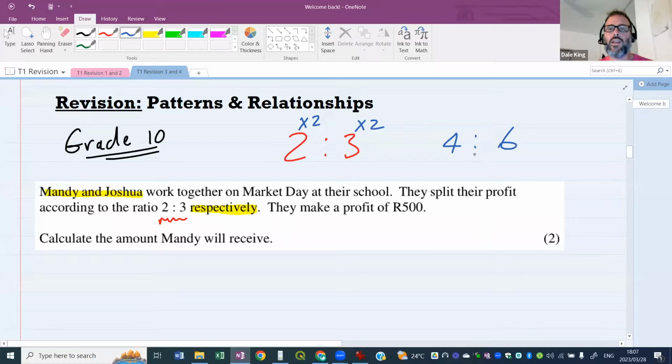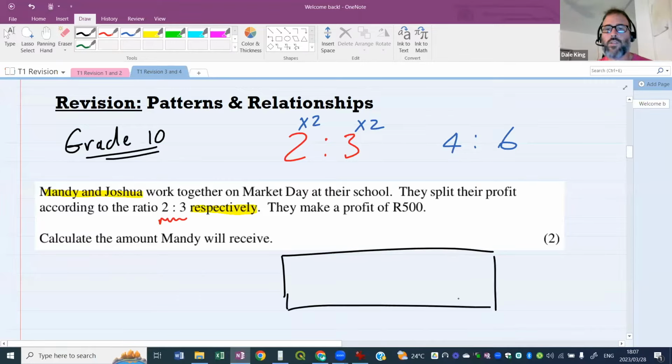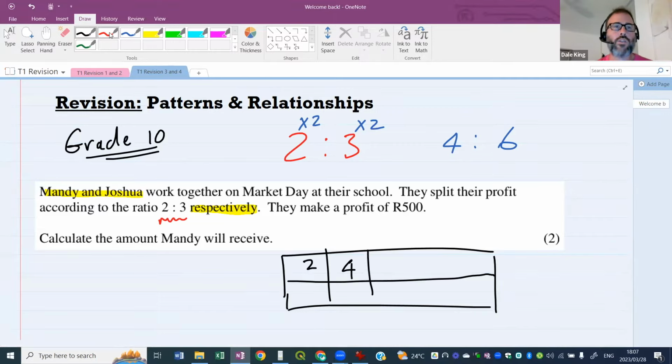Okay. Now, if we had this in a table, because it's easier to see the relationship when we have it in a table form. I'm just going to write the numbers. I'm not going to put any names or headings here. So we have 2, and then we have 4. Just starting the table off. And underneath we have 3. And underneath the 4 we have 6.